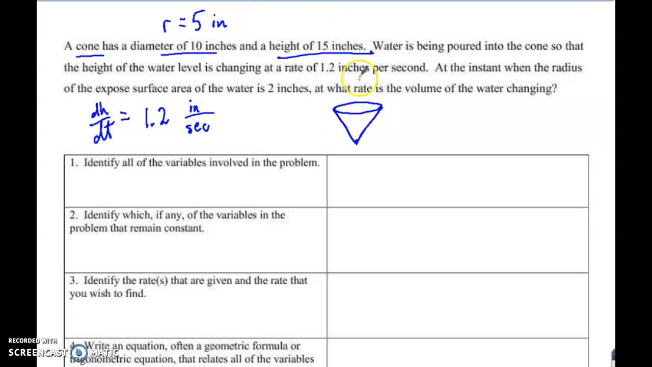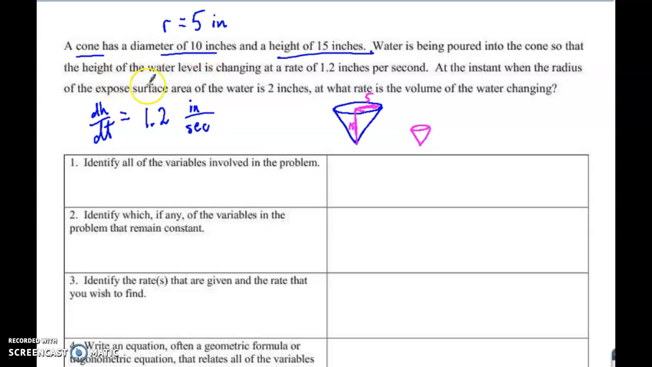So the way that you need to infer something here is that on all cones, the triangles inside of this cone have to be similar to each other. What I mean is, if the total radius is 5 and the total height is 15, then let me just redraw a smaller version of the cone.